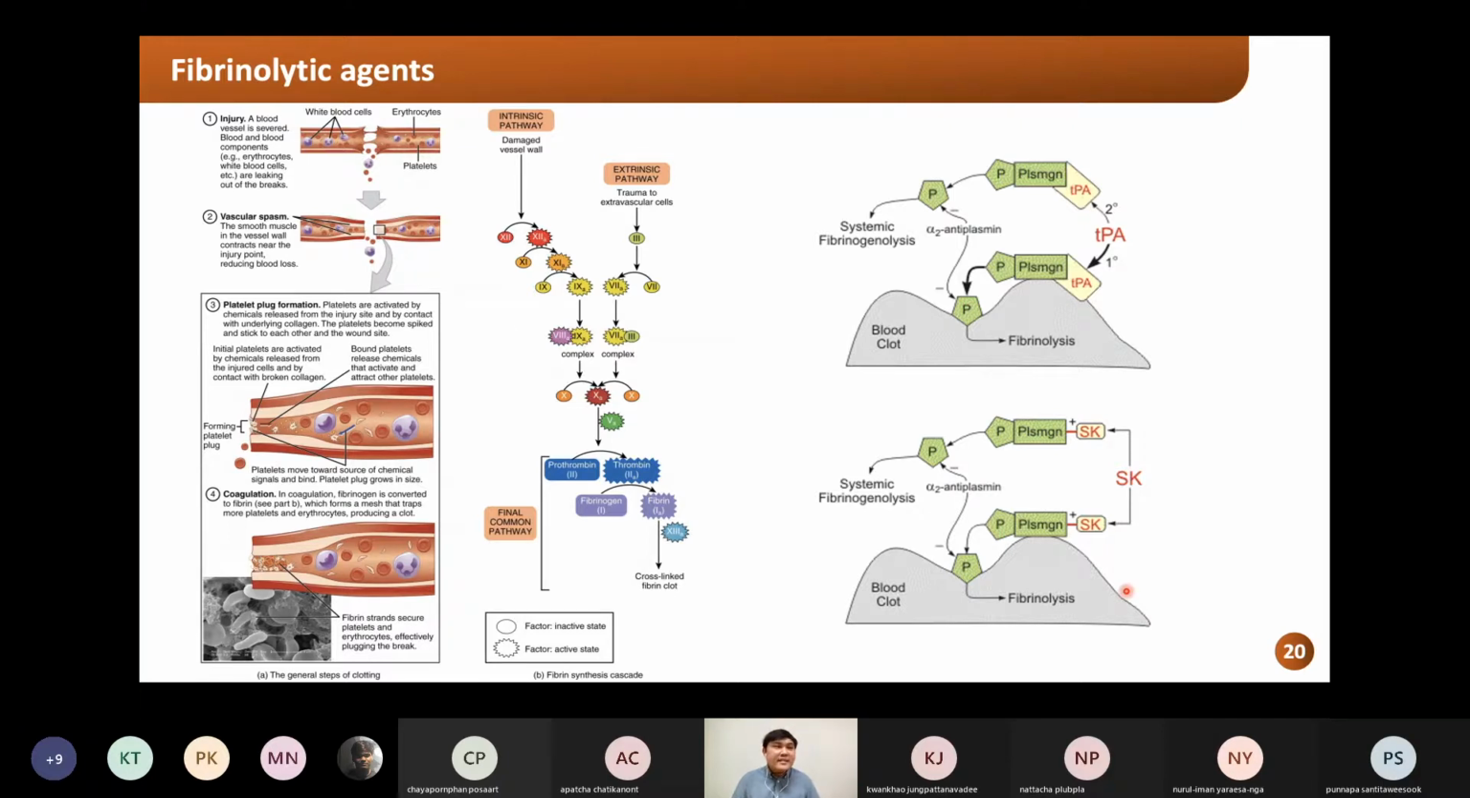So SK is just a general drug that every emergency room already has. Every single hospital has SK to resuscitate patients who have a heart attack.